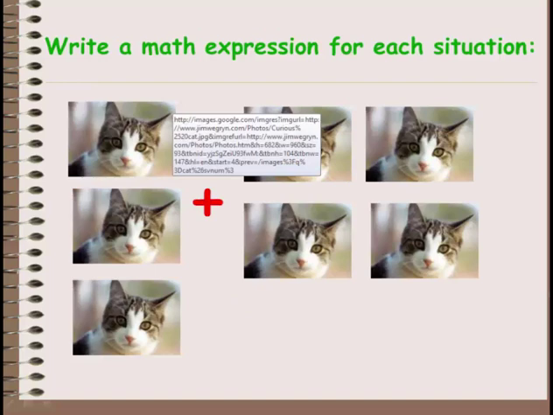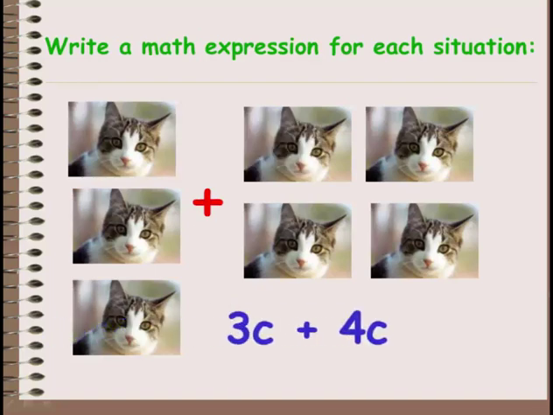Write a math expression for each situation. So on the left here is 3 cats plus 4 more cats. 3 cats plus 4 cats, I can put them all into one group and call it 7 cats. I can combine those because they are like. 3 cats plus 4 cats can make a whole group of 7 cats.